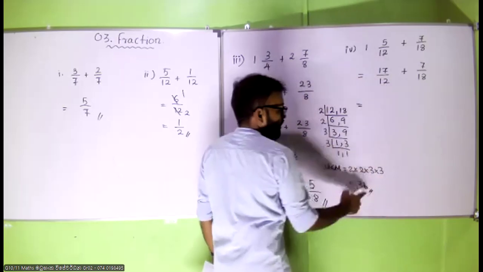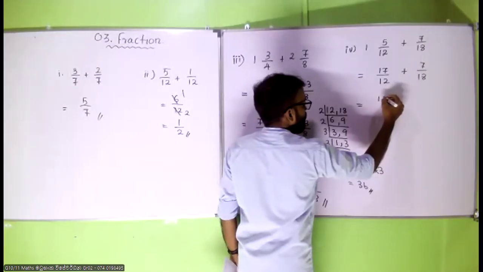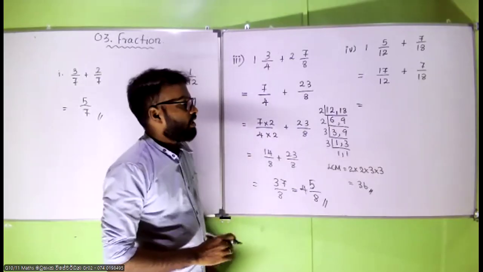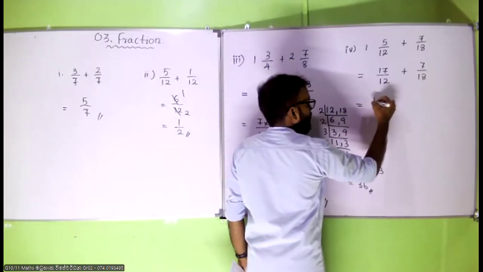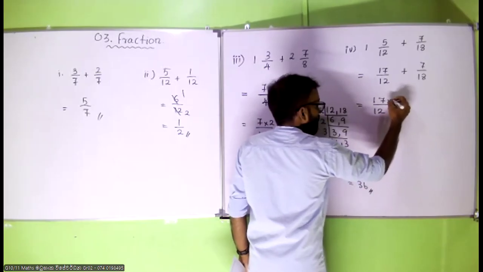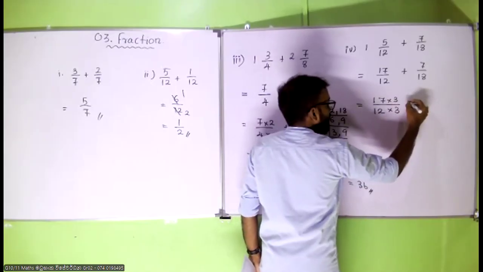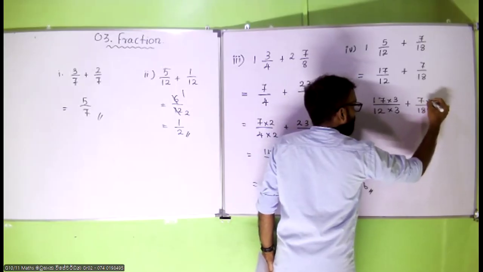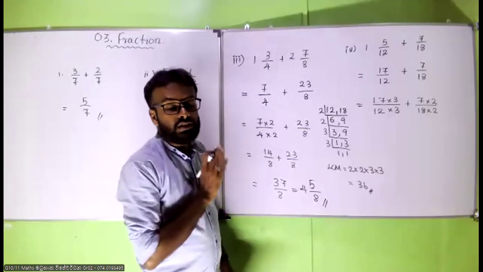So you need to convert 12 into 36, 18 into 36. You know how to do that. I will use a different way. Your familiar method is this one. 7 upon 12, multiply 12 by 3 and numerator also by 3. 7 upon 18, multiplied by 2, multiplied by 2. So this is your familiar way. You are very familiar with this method.